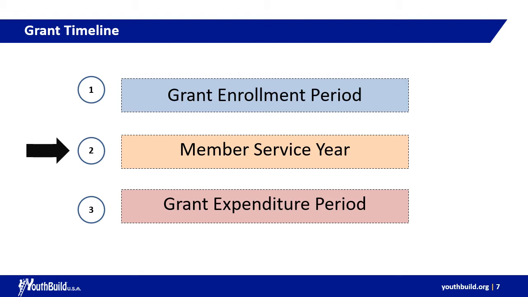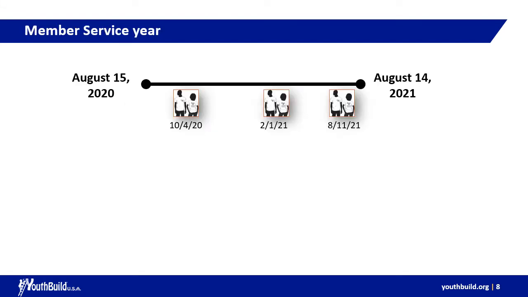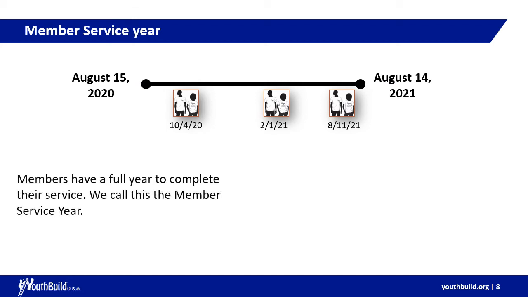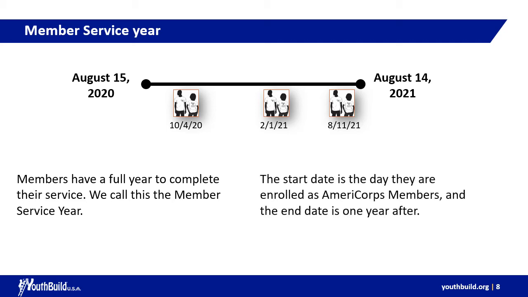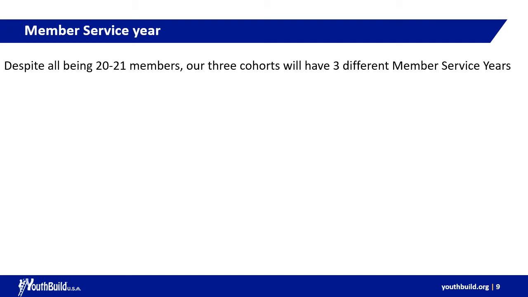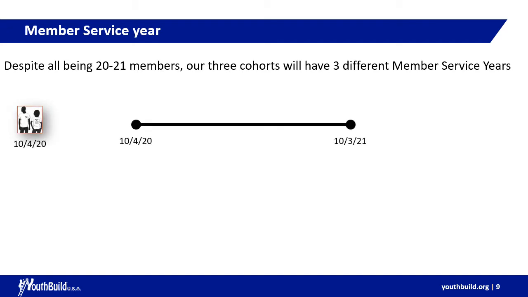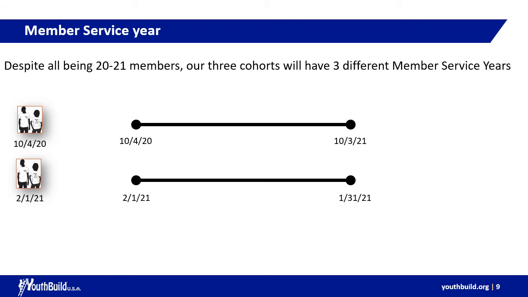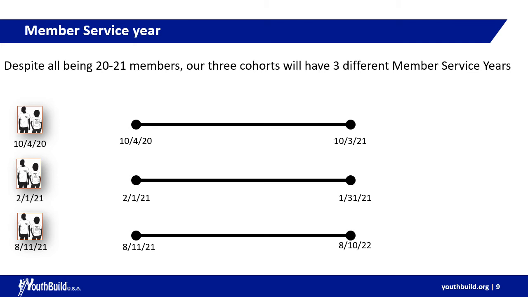Next, let's take a look at the member service year. Members have 1 year to complete their service term, starting on the day they are enrolled and ending 1 year later. Let's take a look at the member service years for our three cohorts. Because all three cohorts start on different days, they have different member service years. Here you can see each one beginning on the day they are enrolled and ending 1 full year later.